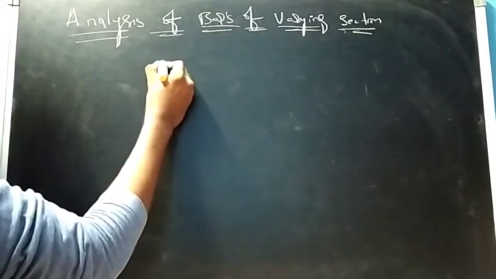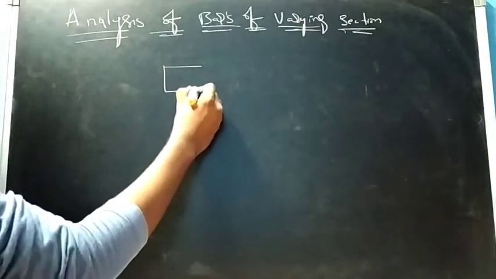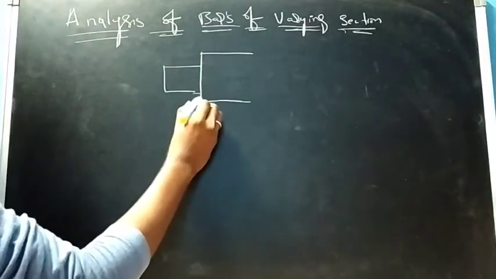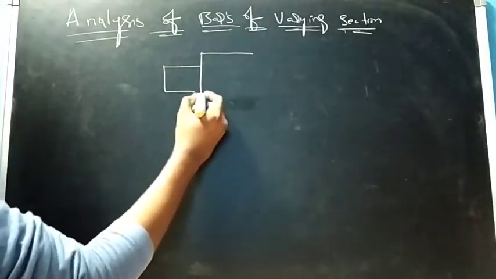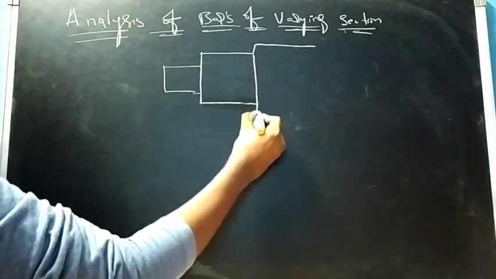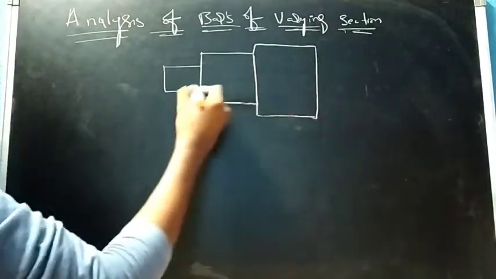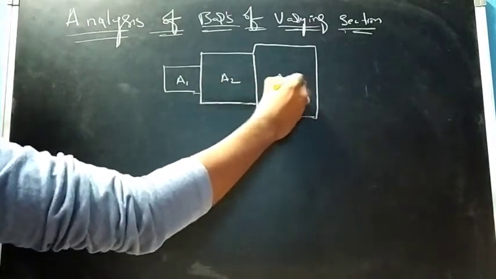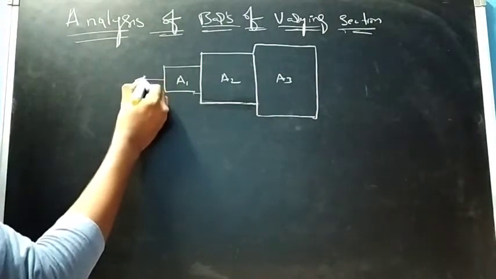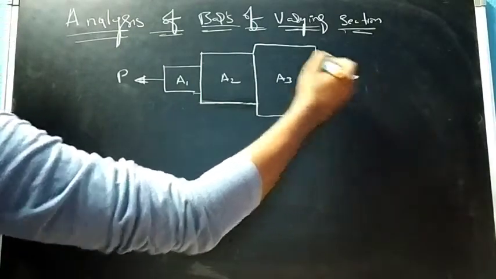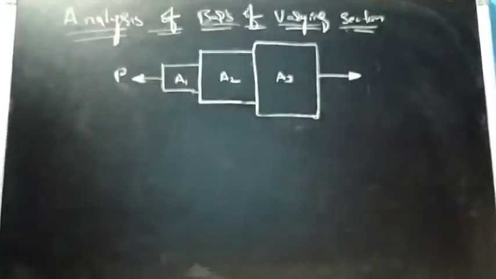So let me draw here. Let's say this is the front part, then there will be sudden increase in cross sectional area. Right? Let's say this is area 1, area 2 and area 3. When I apply a tensile load P, so what will be the stress variation in various cross sectional areas?